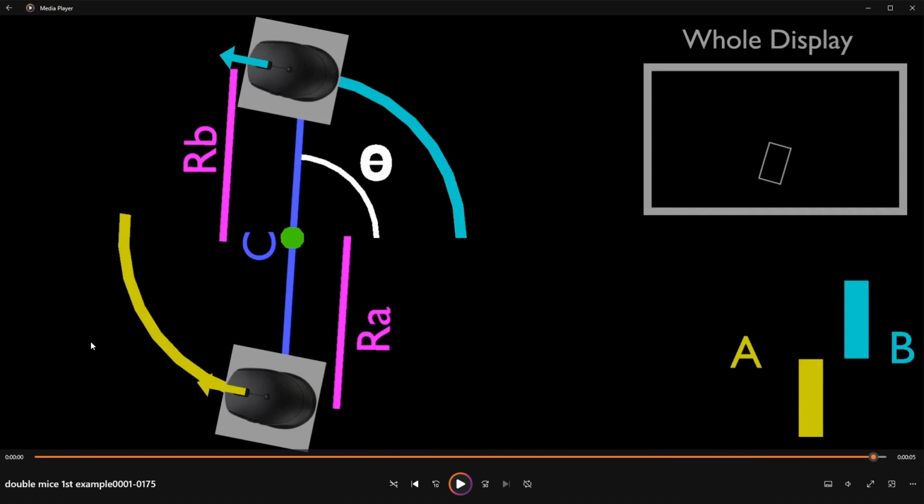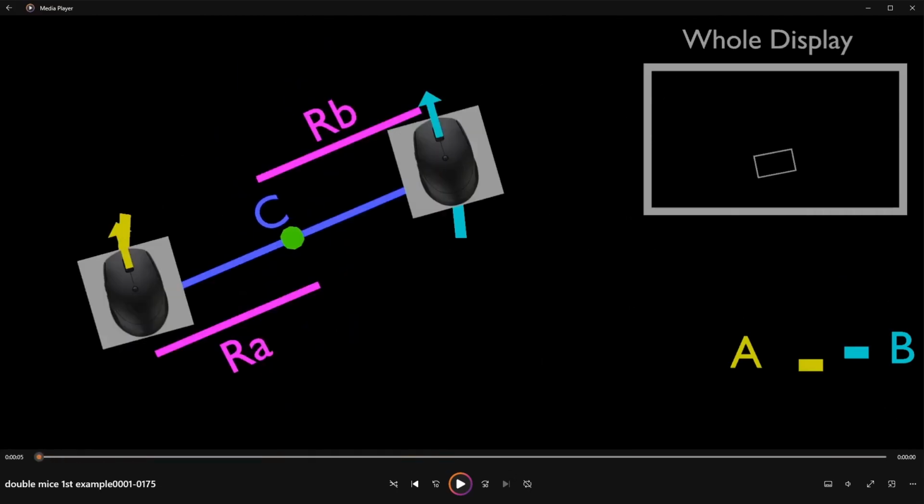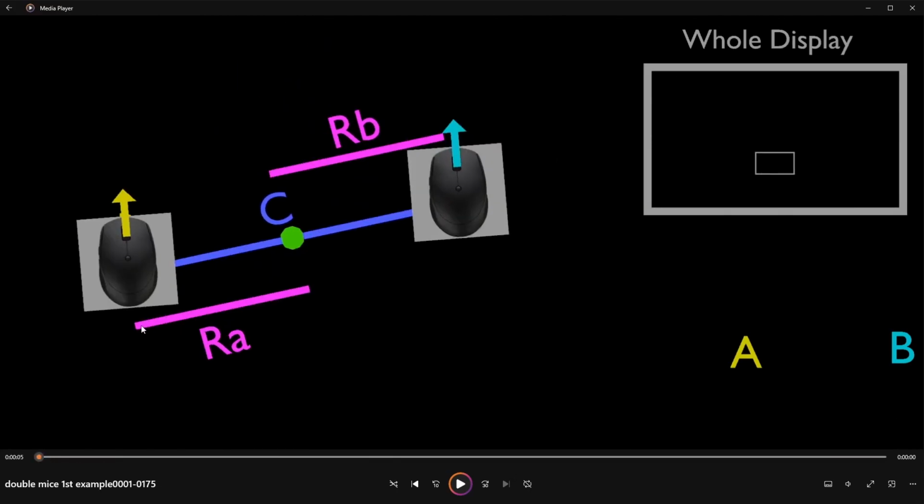So that brings me to one more thing that I need to add: the theta calculated from B and the theta calculated from A should agree. I should also mention that C, the distance between the two mice, is the sum of RA and RB. It might be a little bit easier to see like this. The distance from the center of mouse A to the center of mouse B is just RA plus RB.